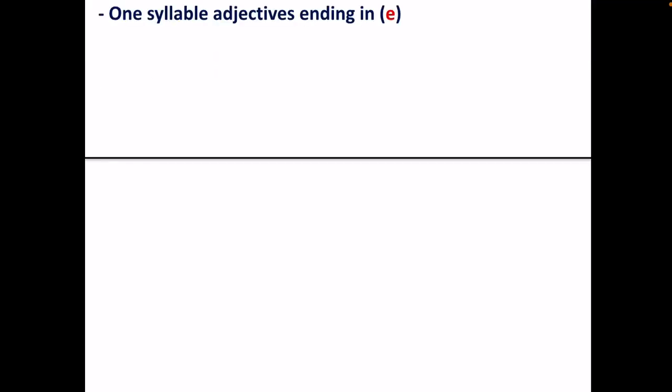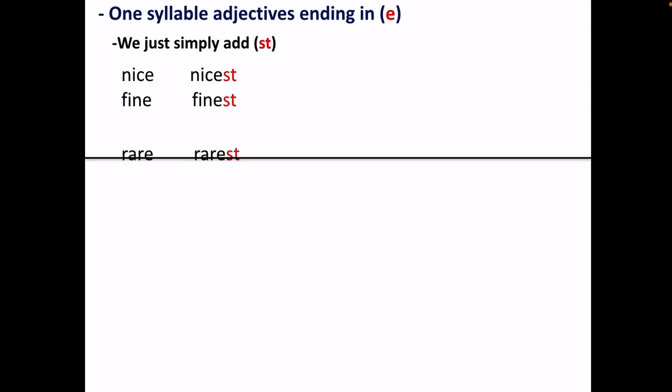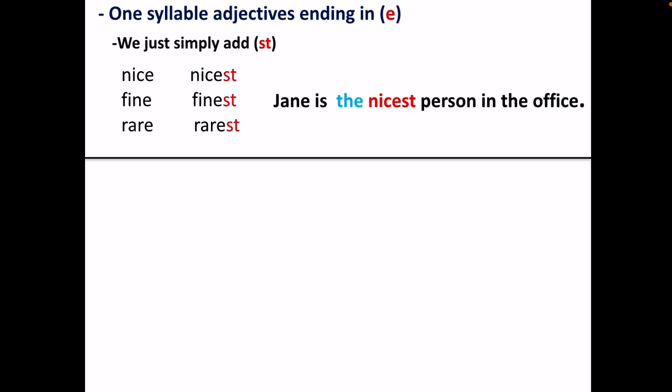One syllable adjective ending in e. إذا كان عندي صفة بها مقطع صوتي واحد لكن تنتهي ب e. In this case we're going to add only st. Nice, nicest. Fine, finest. Rare, rarest. Jane is the nicest person in the office.